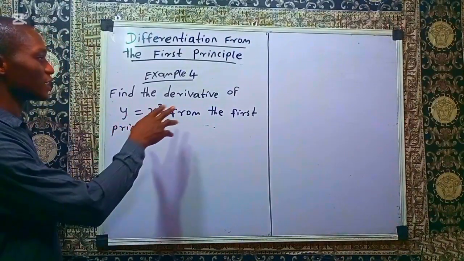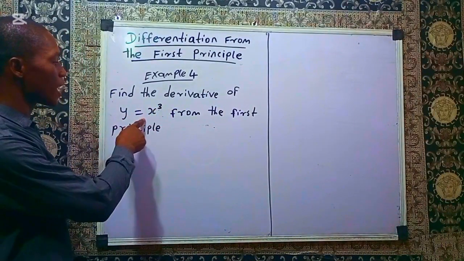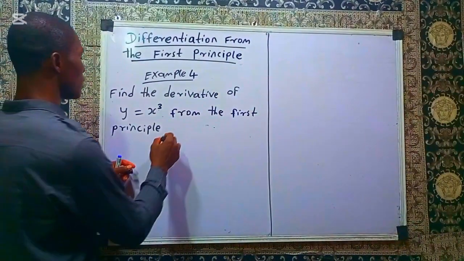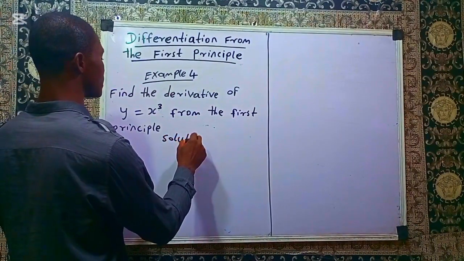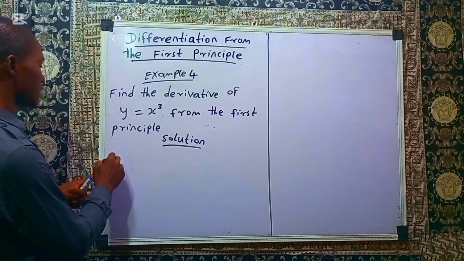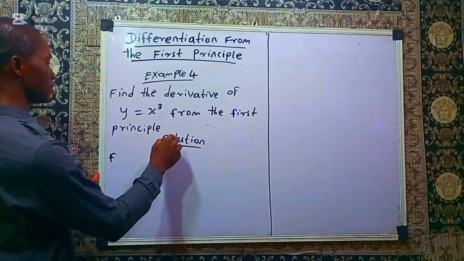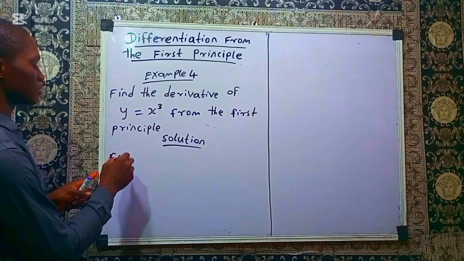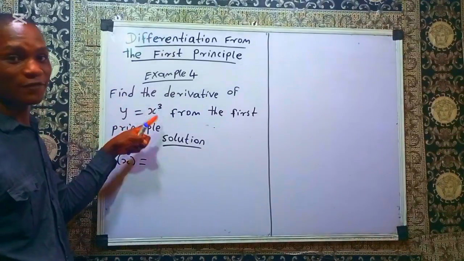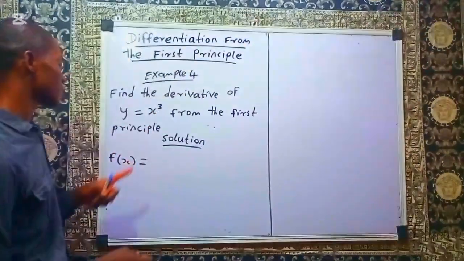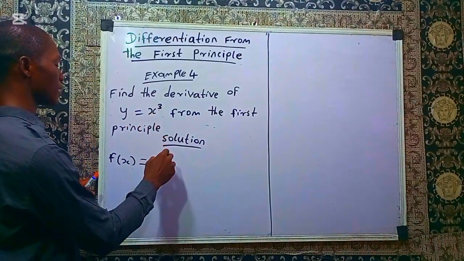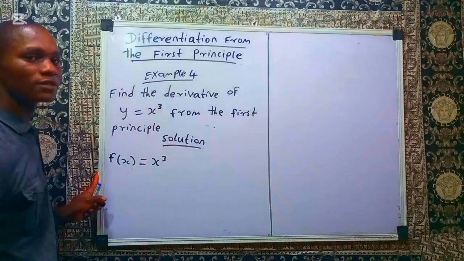They asked us to find the derivative of this function y is equal to x raised to power 3 from the first principle. So you start by writing solution, and after that you write your function f of x. Clearly this is a function of x, right? So f of x is equal to what? x raised to power 3. That's the function given to you, right?